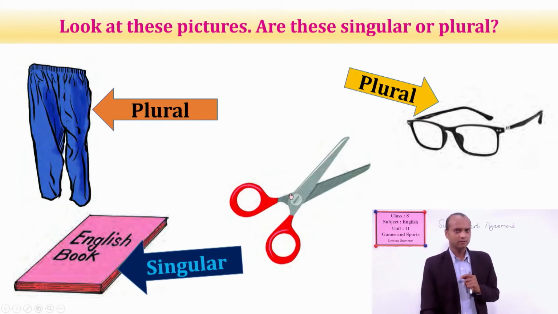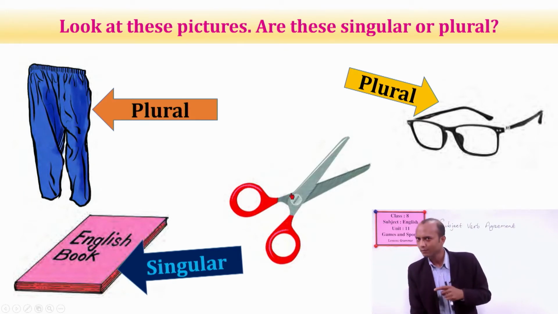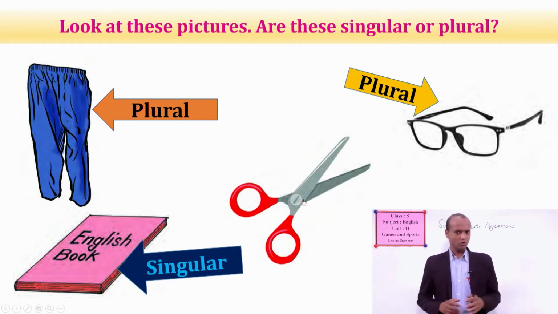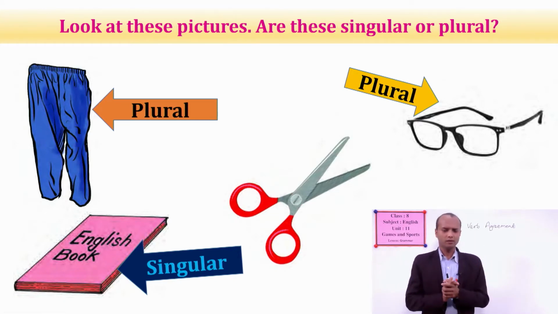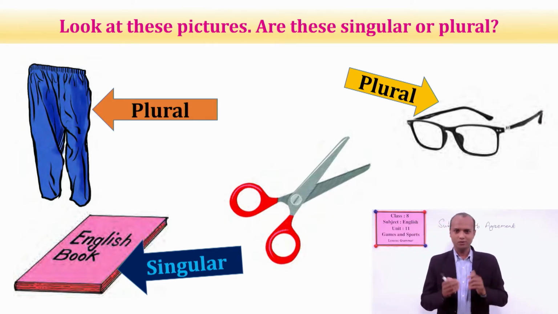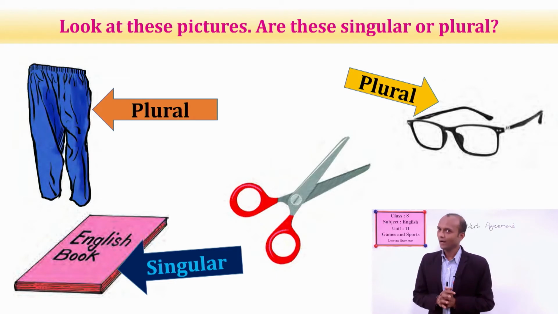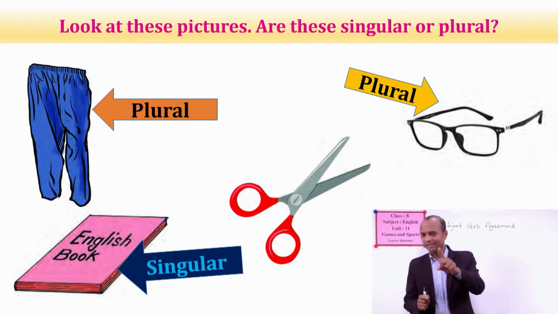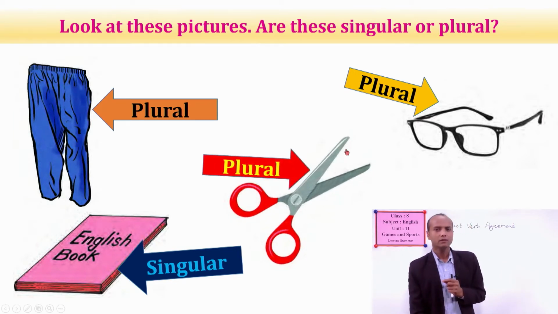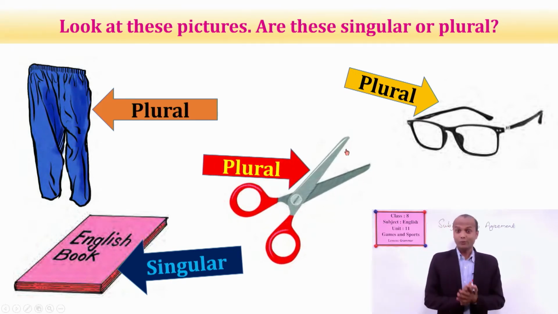Now what do you think? What is this? Can you name it? Yes, it is scissors. Singular or plural, do you think? Okay, your guesses are quite right. This is also plural. Why? Because it has got two blades. You can see here, it has got two blades. That's why it's also a plural noun. Okay, well done. Thank you. You have got brilliant ideas.